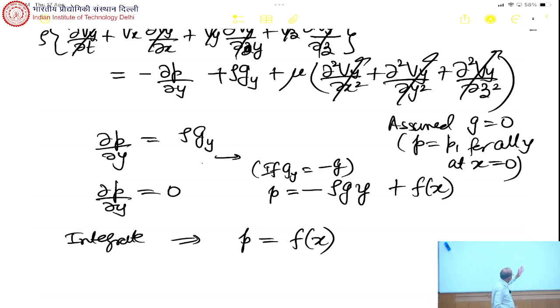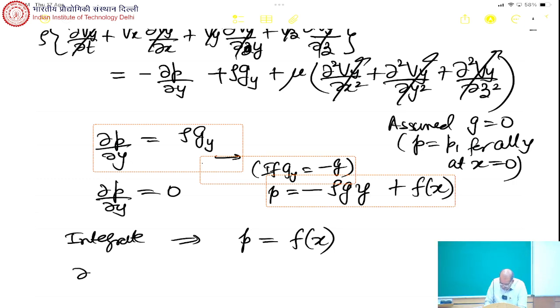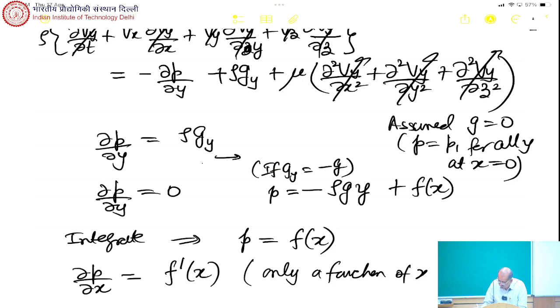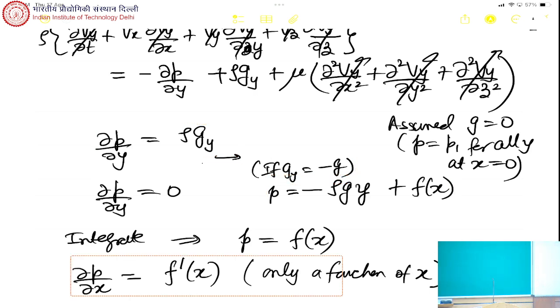Now, the information which you need from here actually is what is partial P by partial x, because this will come in the x equation. So if I take partial P by partial x, I get partial P by partial x is equal to f prime x, and this is valid even if gravity is there. It is not a function of gravity, so we get this. So this is the take home from this equation. We can't do anything more.